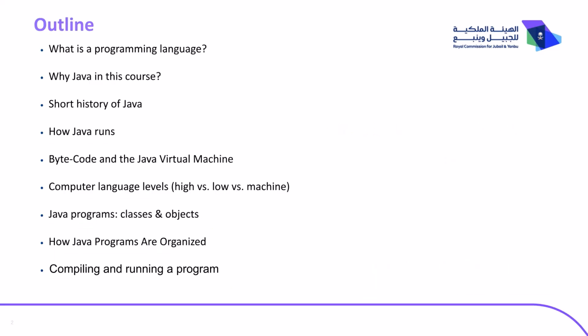In this video, we will cover what a programming language is and why we use Java. We will also look at the history of Java, how it runs, and the Java virtual machine. Finally, we will examine computer language levels, Java programs organization, and the process of compiling and running a program.